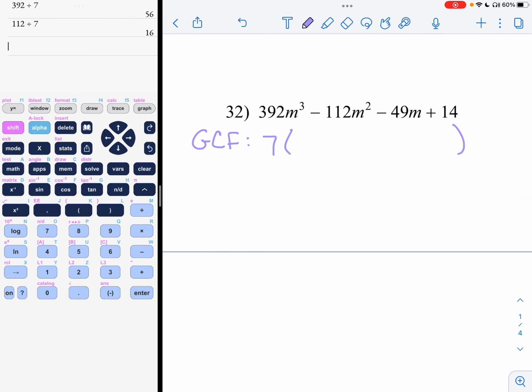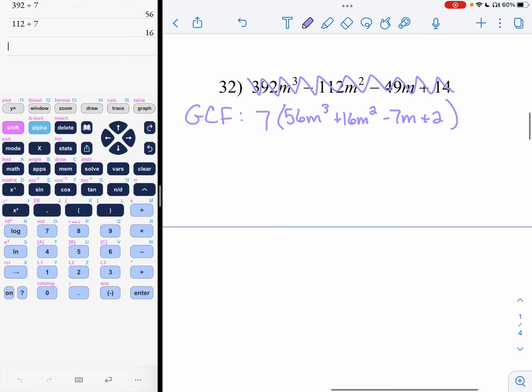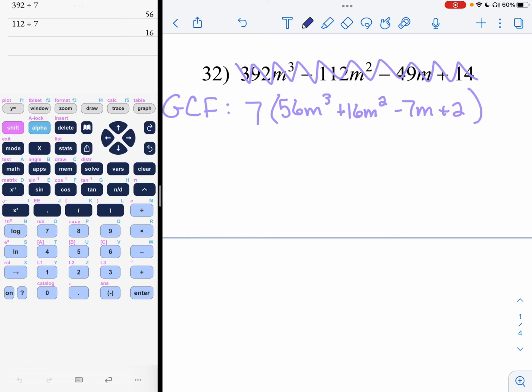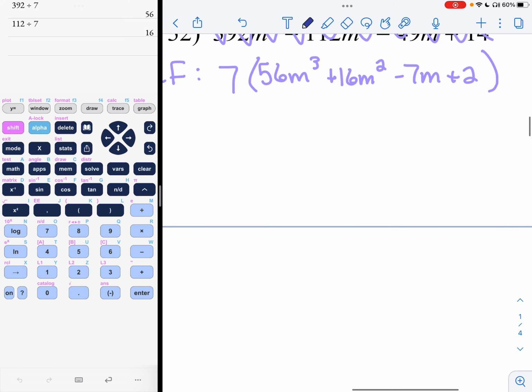Dividing everything by 7, since I've already done it on my calculator, is 56m to the third plus 16m squared minus 7m plus 2. And I divided all of these items by 7. All right, so whether you are grouping or whether you use the box method, you do have to find your GCF. Now for grouping people, you just split this in half now.